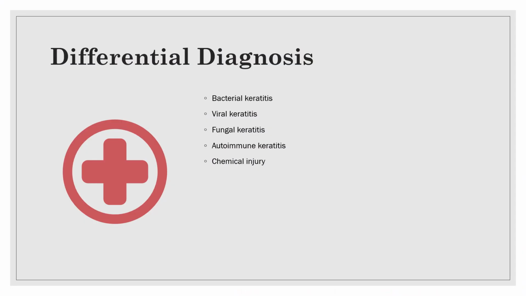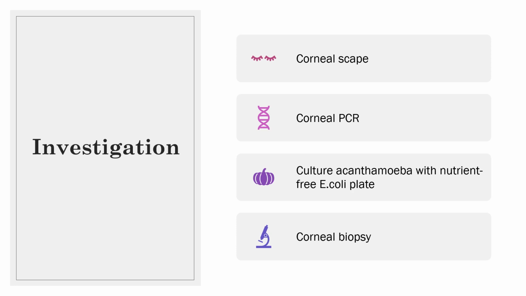Now, differential diagnosis includes bacterial keratitis, viral keratitis, fungal, autoimmune keratitis, and chemical injury. So it's always important to keep it at the back of your head. You don't routinely miss viral keratitis or bacterial keratitis, but it's always important to think about Acanthamoeba, especially if they do wear contact lenses, they have poor hygiene, or if they wear their contact lenses to swim in the river and in a hot pool. Those are classic presentation and risk factors.